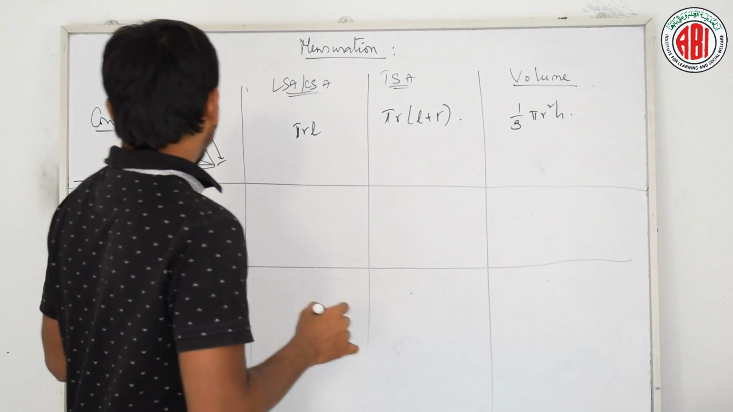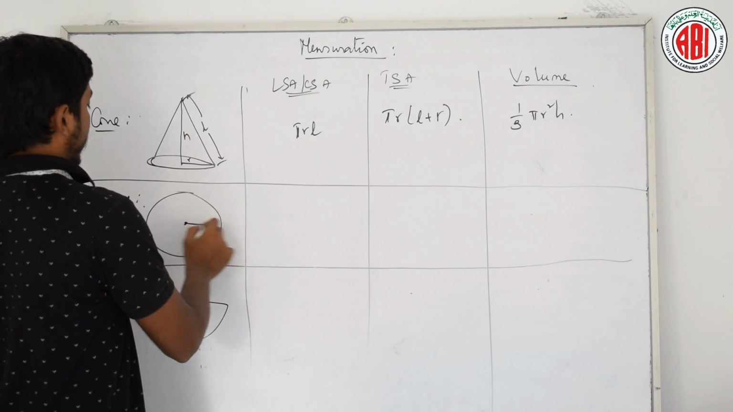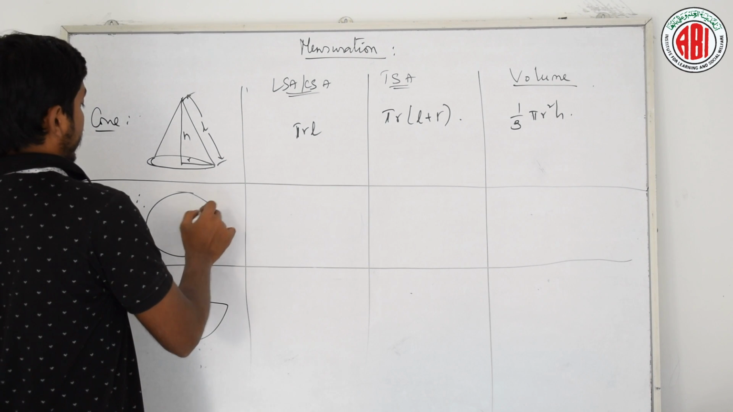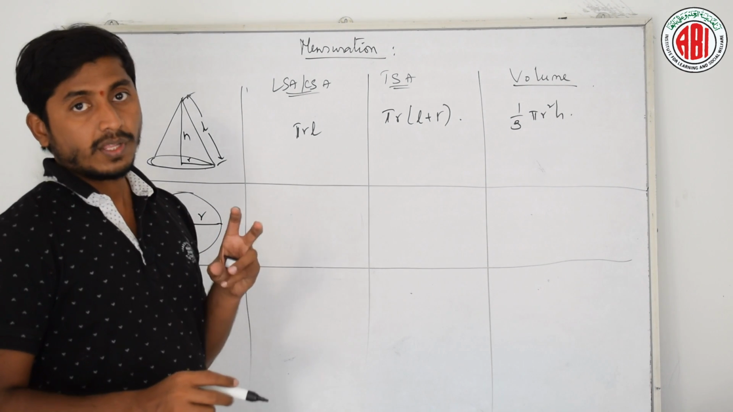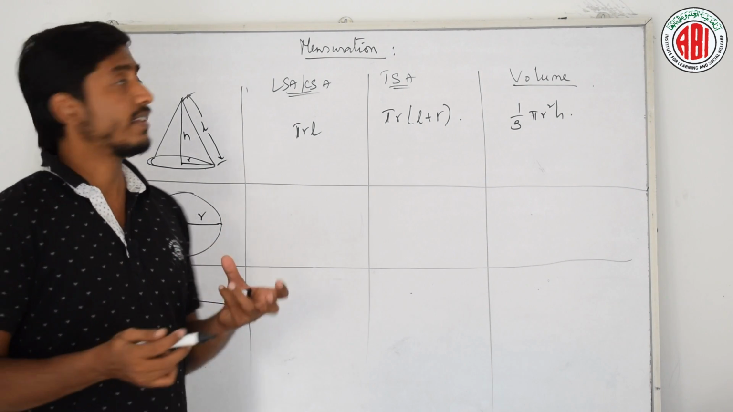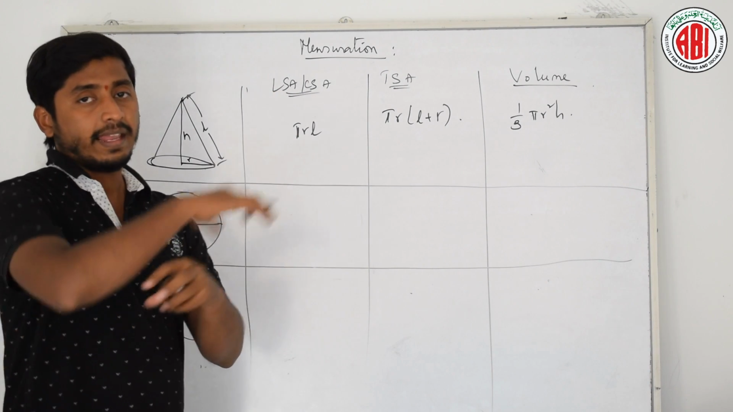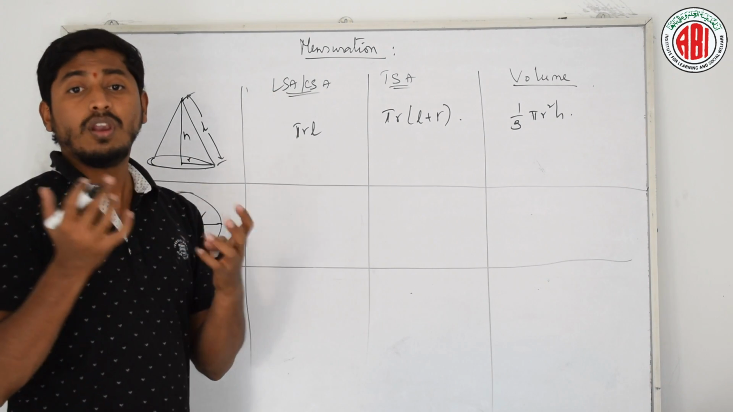Good. And the next shape is sphere. Sphere is something like a ball. It will again have only radius. What is LSA? LSA or CSA, whatever it is, that is the whole ball.